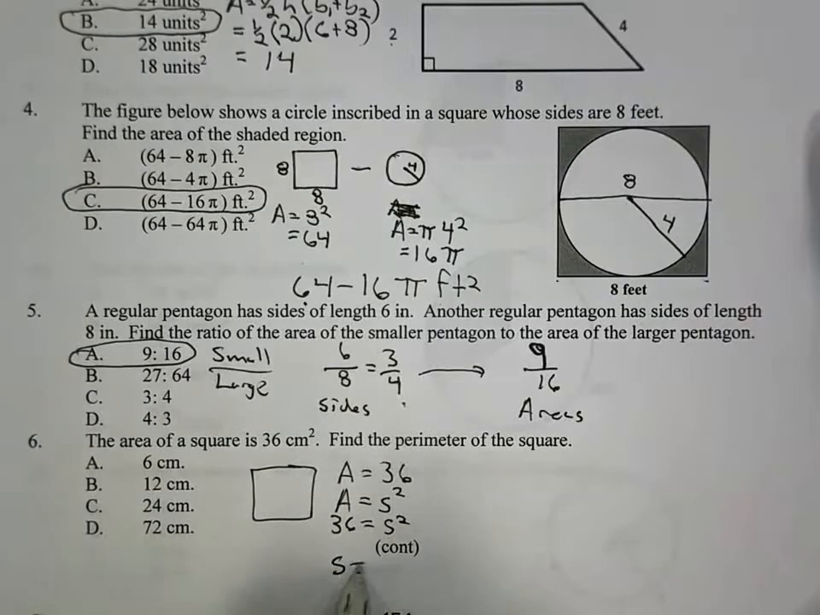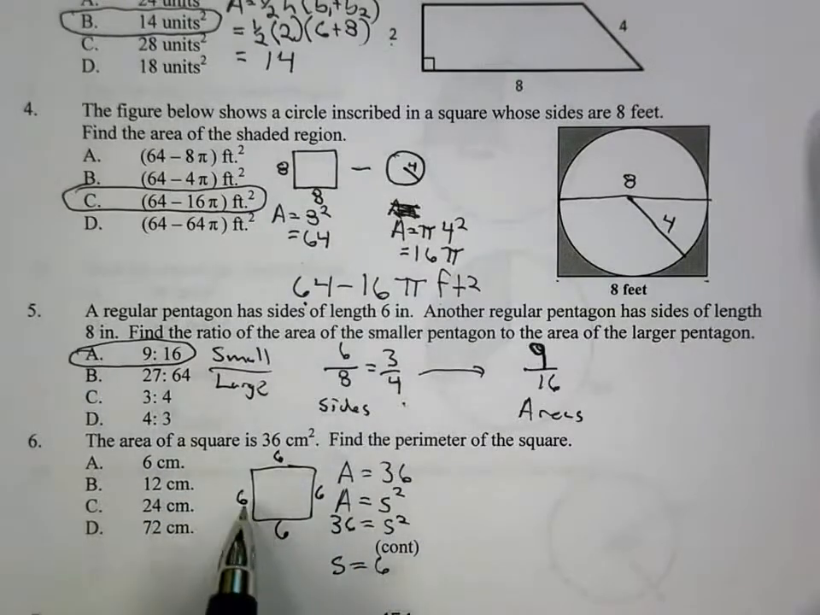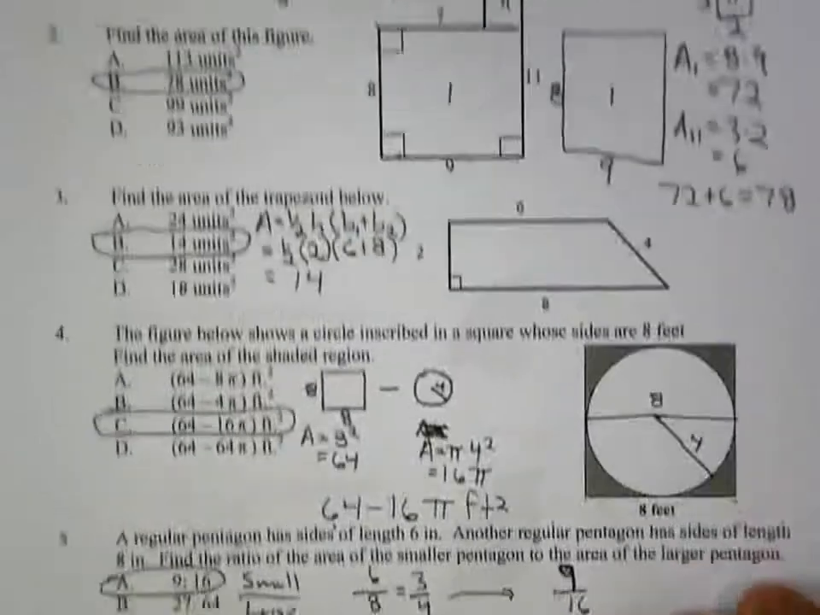That tells us the sides are each 6, since 6 times 6 gives us that area, so that means these are all 6. Then to find the perimeter, 6 plus 6 plus 6 plus 6, or 6 times 4 gives us 24.